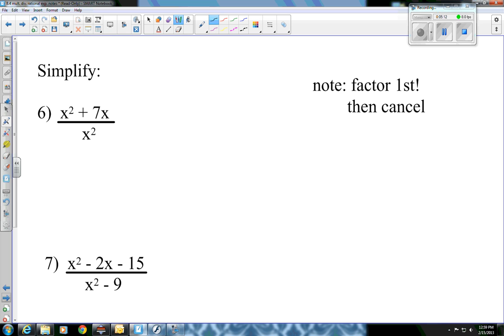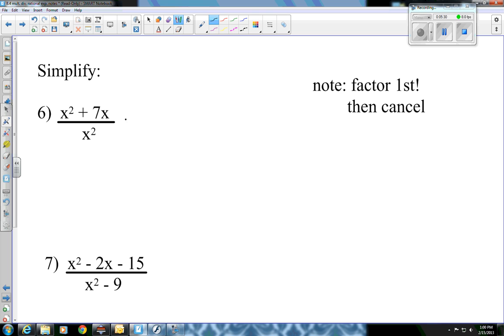Okay, so I have x squared plus 7x all over x squared. What do I want to do first? Take out an x on top. Okay, we're going to factor. And when you factor, the first thing you always look for is the greatest common factor. X squared. So an x in both.